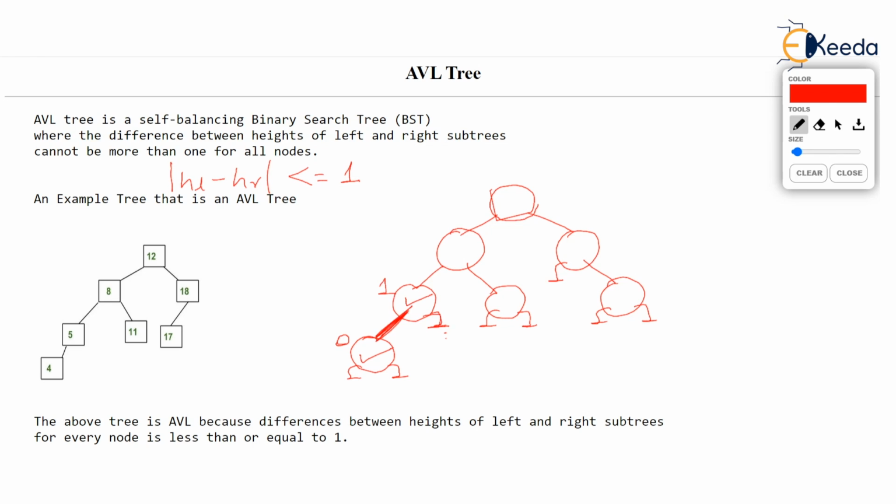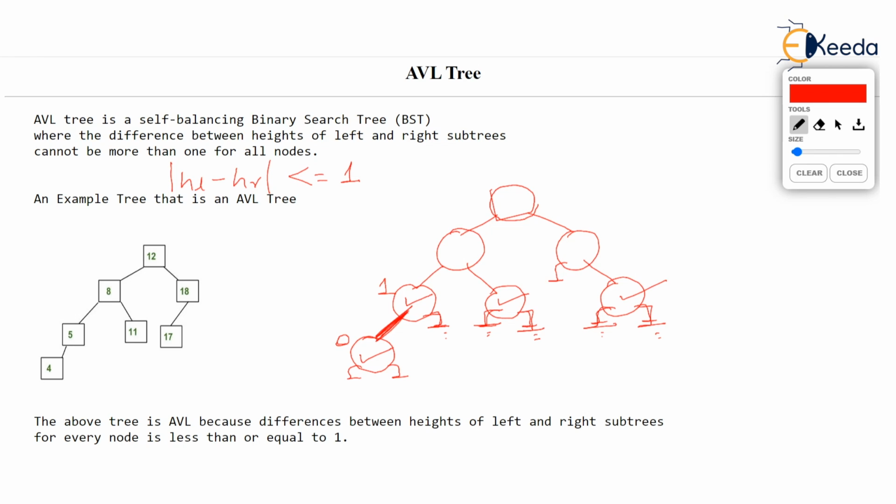Coming to the next node at the same level, the node is balanced, 0 minus 0, which is perfectly balanced. And the next node at the same level is also balanced, 0 minus 0, left height, right height. Now let's come one level up.